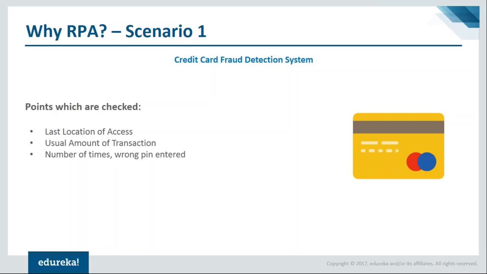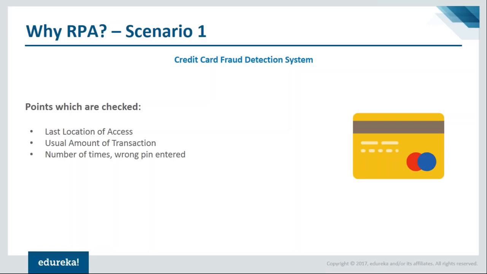That also becomes suspicious. And the third rule could be the number of times you entered a wrong PIN, right? This could be that someone got hold of a credit card and is trying to get money out of your credit card, but is not able to get your PIN right. So this could also be a suspicious transaction, right?